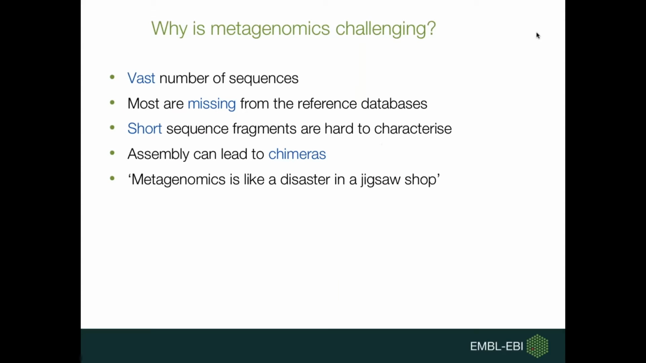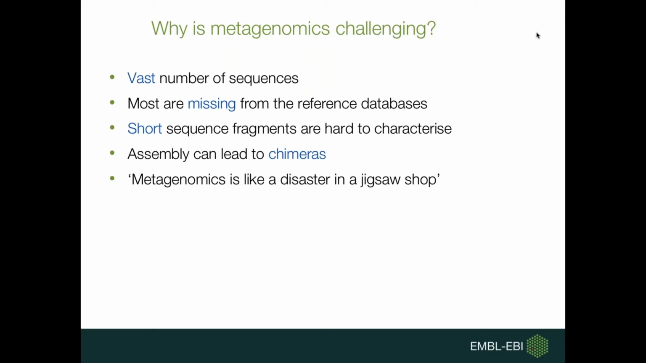But actually, doing this properly is quite challenging. You have vast numbers of sequences, and I mean really, really vast. So some of the run files we're seeing now have got 500 million sequences in, and we can have tens or hundreds of these. Most of the sequences are missing from the reference databases, so you can't just look them up because they're not there. You have short sequences, which can be hard to characterize, so they might not have active sites which are characteristic of the catalytic activity. They're getting longer, but they're still quite short.